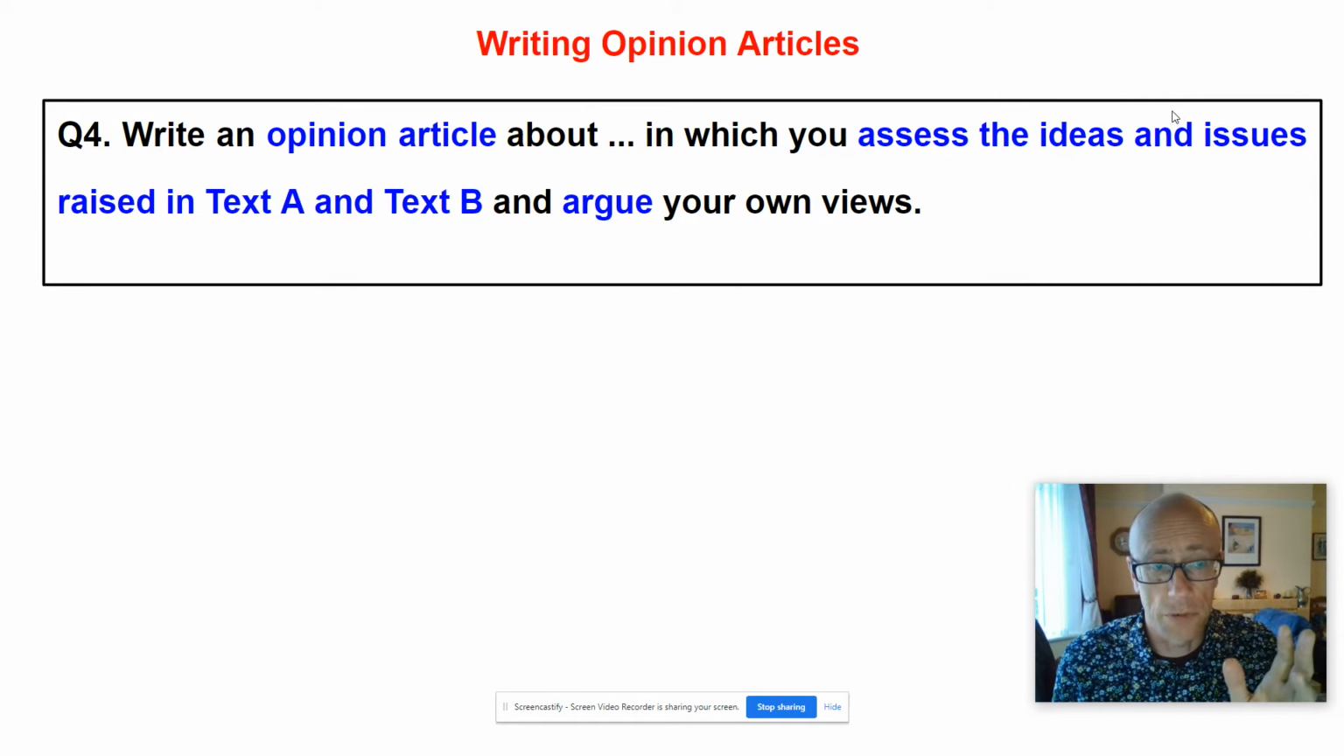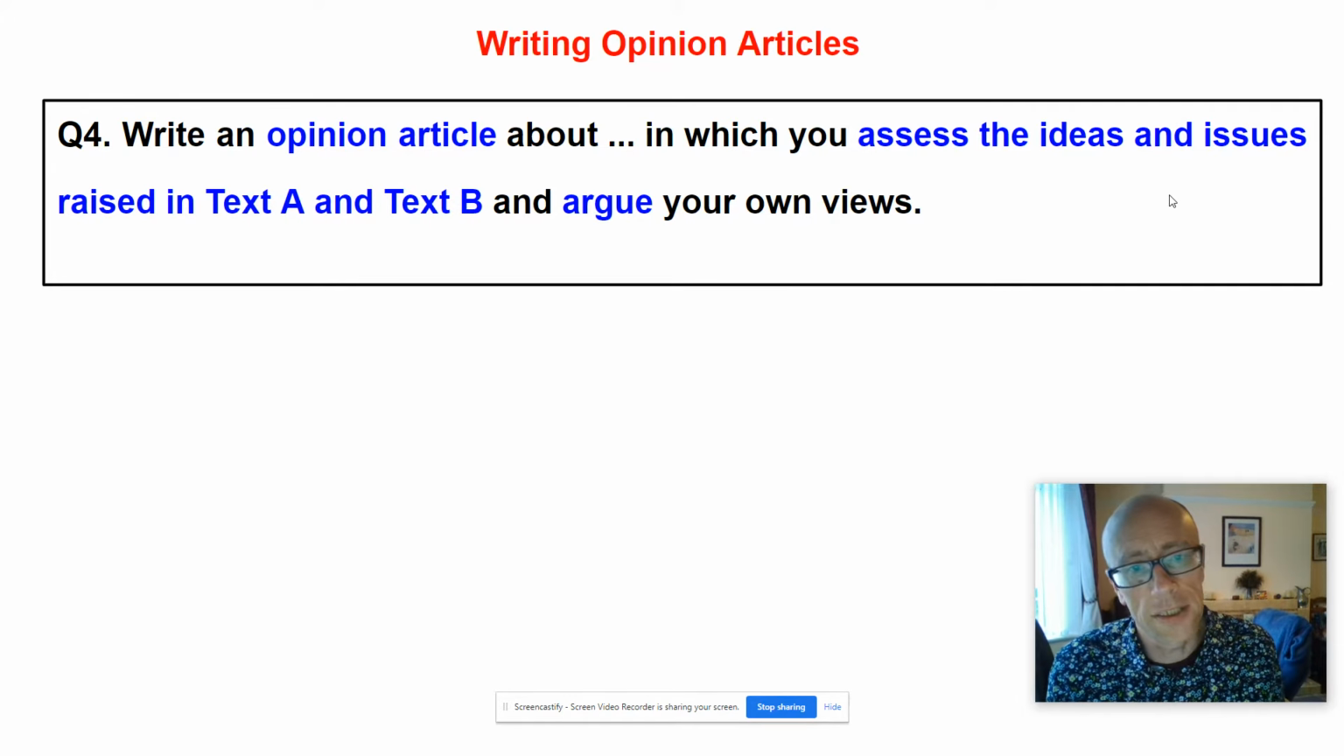The wording of the question is, write an opinion article about, and then it's the topic of the 2 articles which you've analysed on question 3, in which you assess the ideas and issues raised in text A and B and argue your own views.